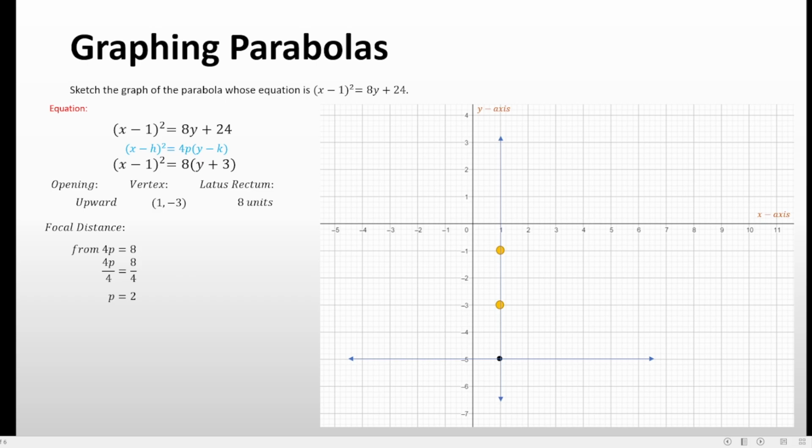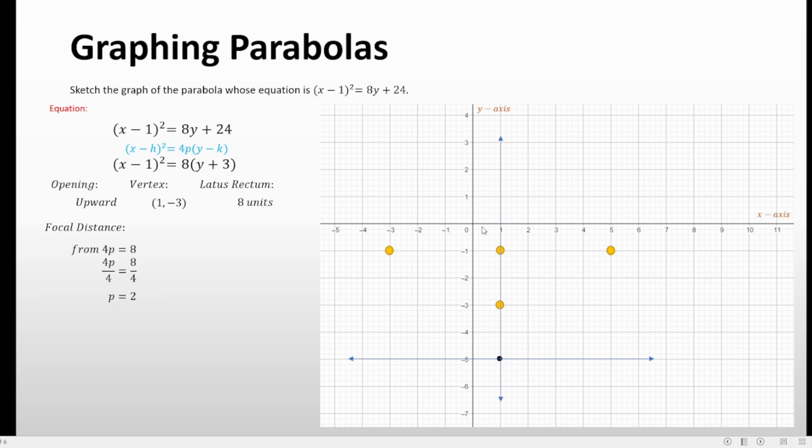From here, remember that we also have to locate the endpoints of the latus rectum. These are actually the endpoints of the latus rectum. But the question is, how did I find these 2 points as the endpoints of the latus rectum? Guys, you have to remember that the latus rectum is 8 units. So it's 8 units passing through the focus. Remember, the latus rectum always passes through the focus.